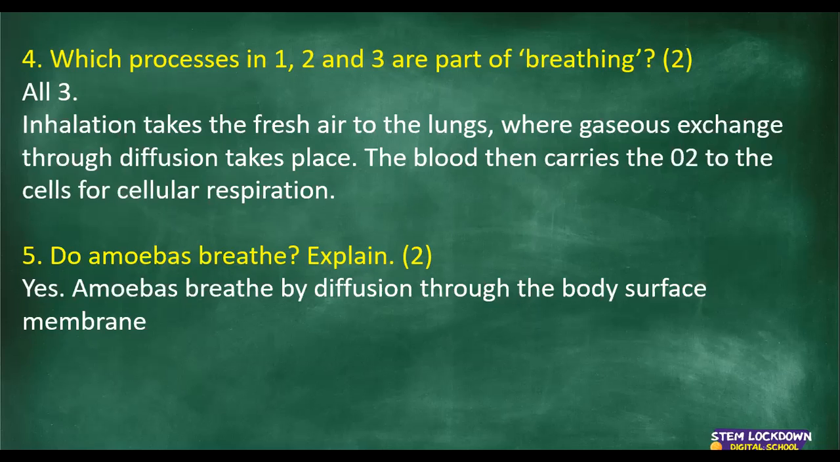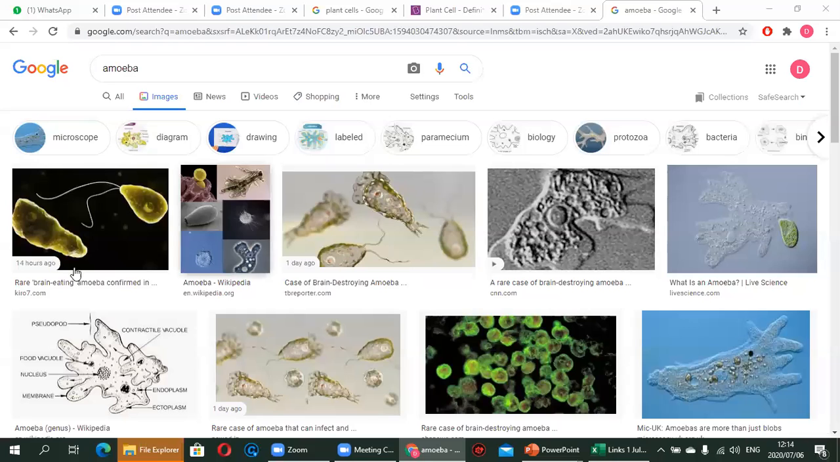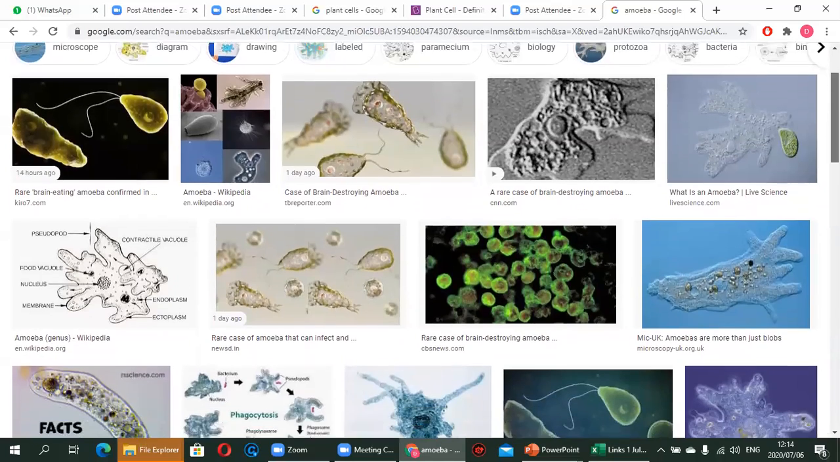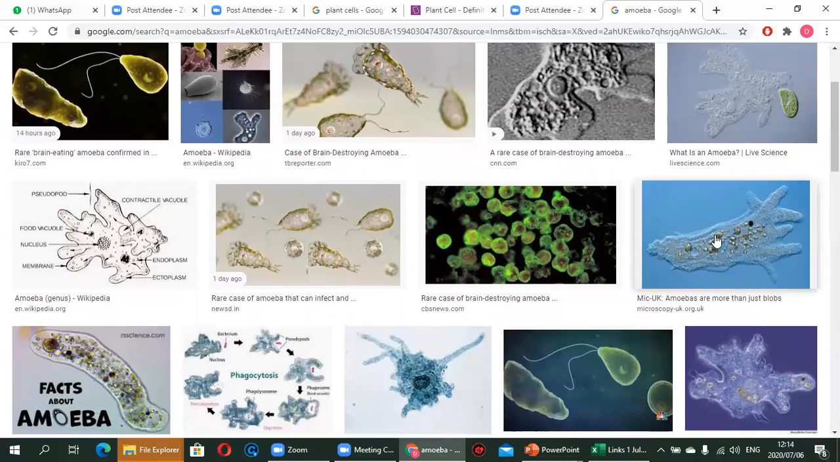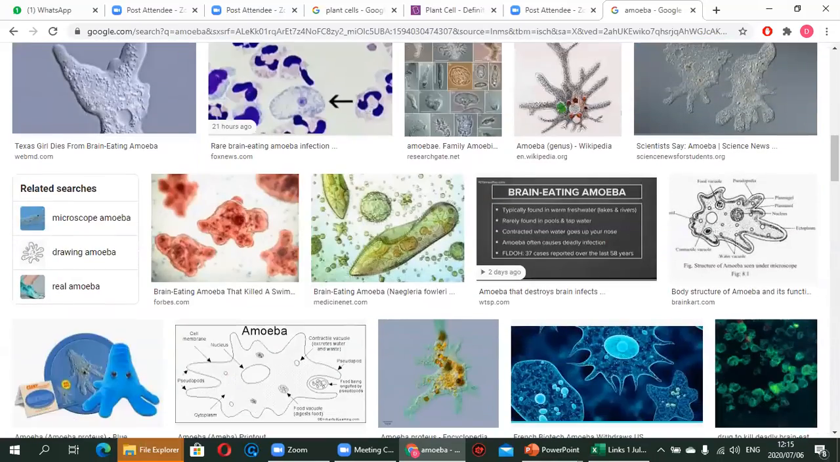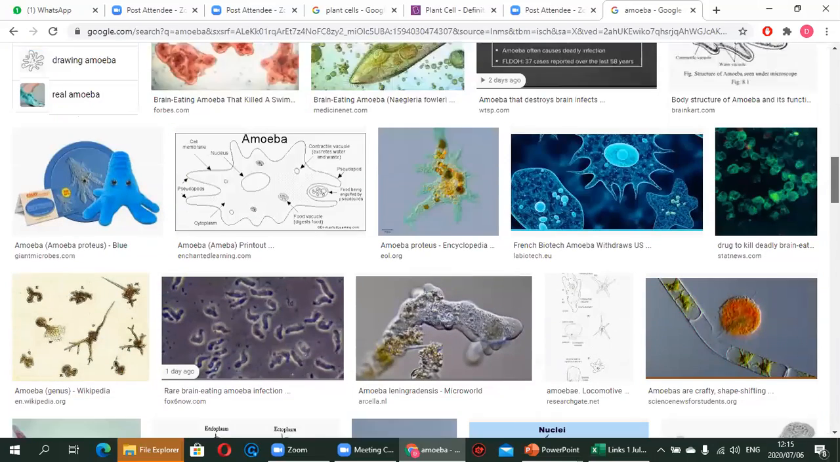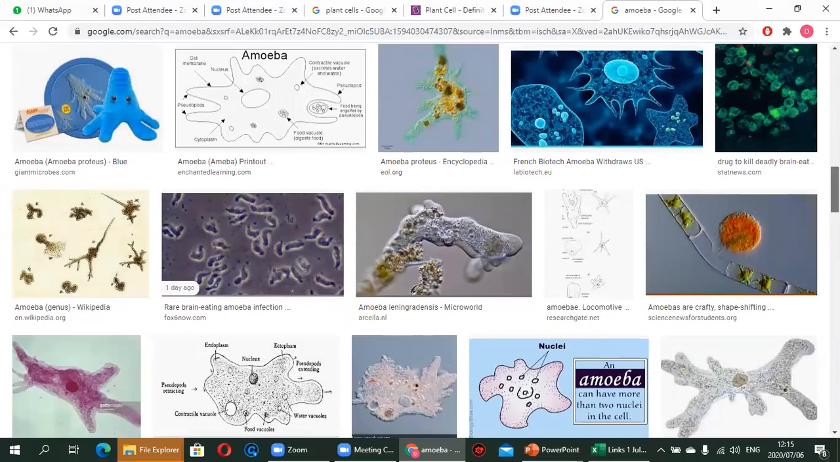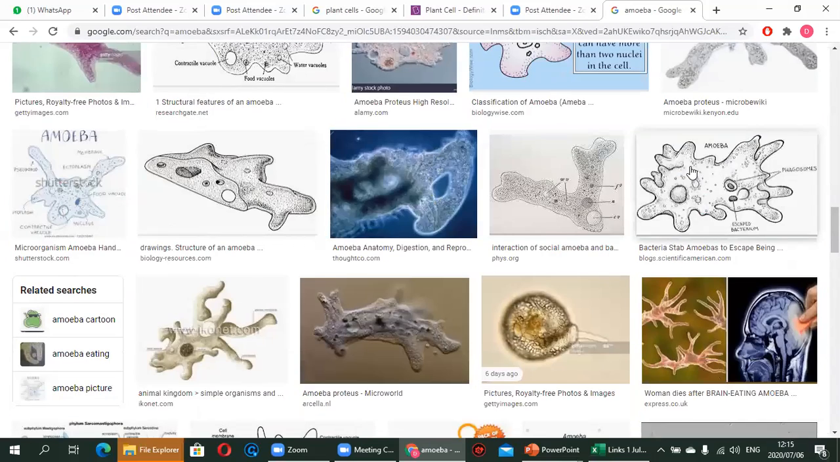Let me share the screen. Yes, you see the amoeba over here. You see the diagram of the amoebas. You see the different diagrams, but it's basically a similar structure. It's like spilled water. Let's just say you spilled water or oil on a surface. It would look like that, a similar shape. Then the amoeba would be shaped like that.